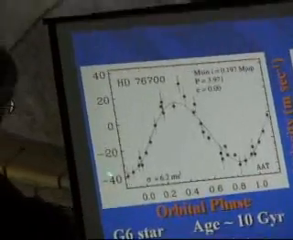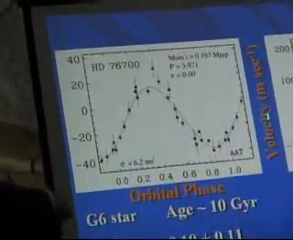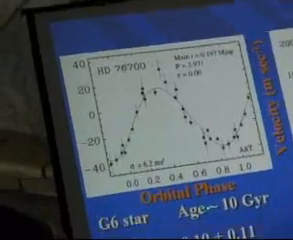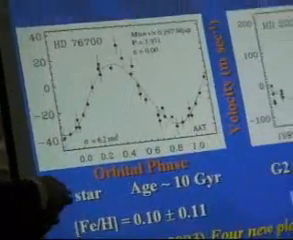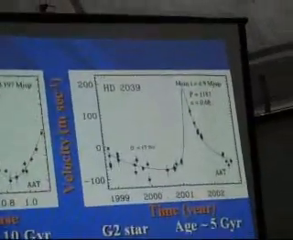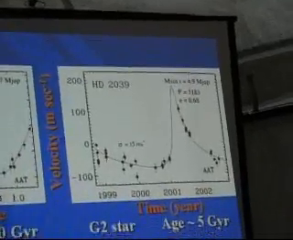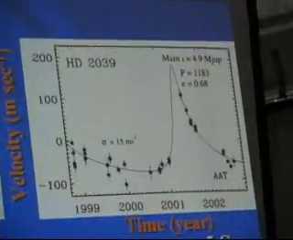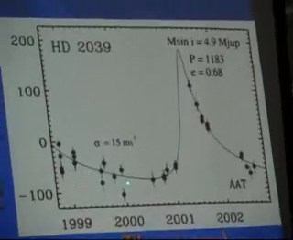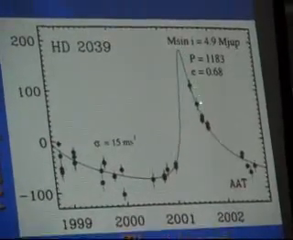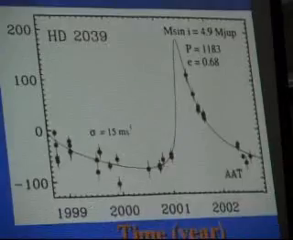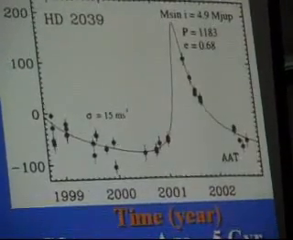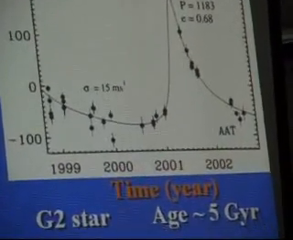This then is one example of one such star. Here's another star with one planet around it. Notice the curve that fits that. Notice immediately you see it's not a sine curve at all. It's something much more complex.